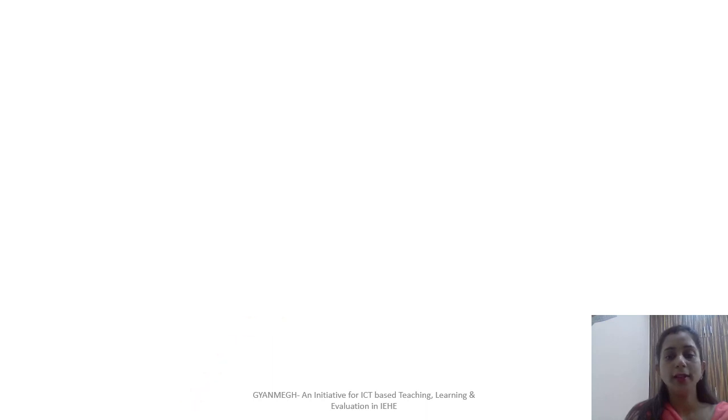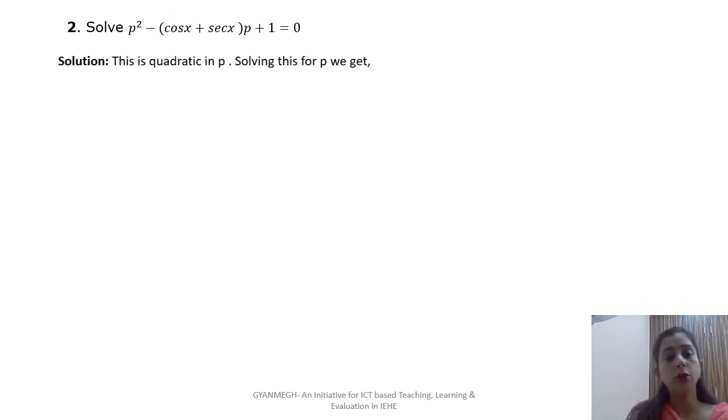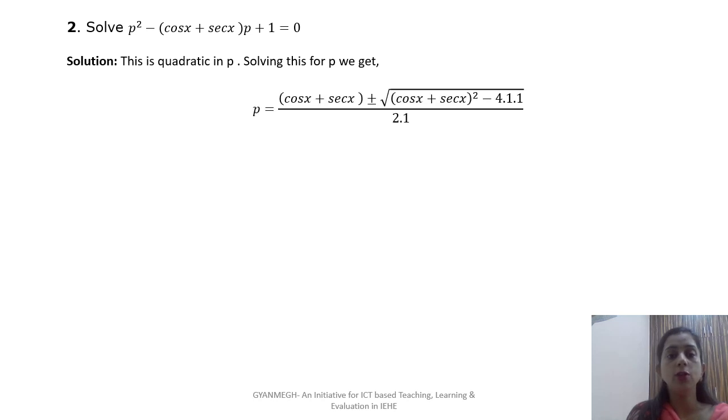Dear student, now I will take the second example: p square minus (cos x plus sec x) p plus 1 equal to 0. This is a quadratic equation with trigonometric function, so we cannot factorize this. For solving this type of equation, we will use the formula for finding the root of the quadratic equation.